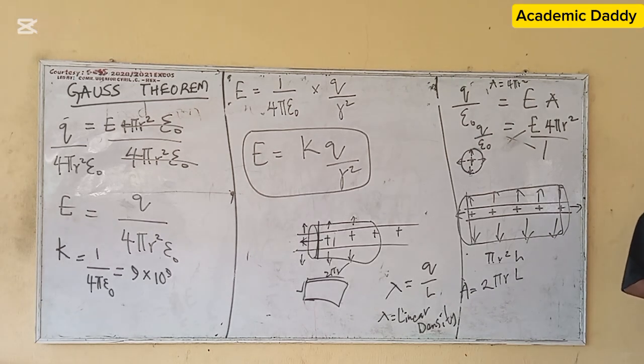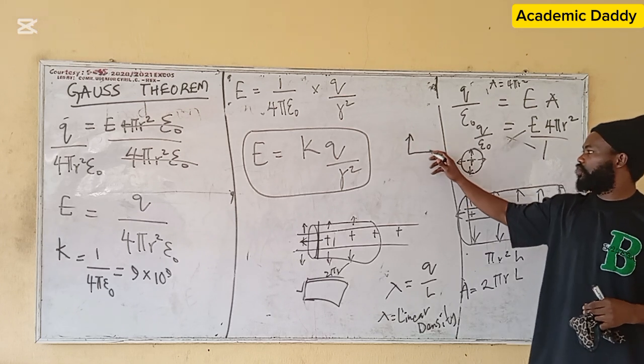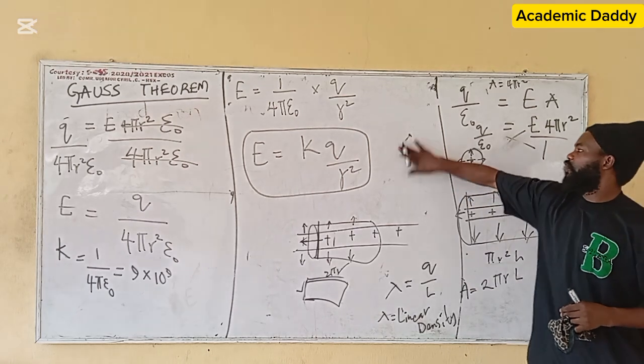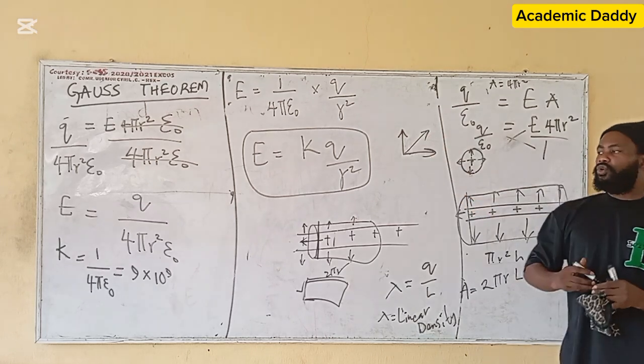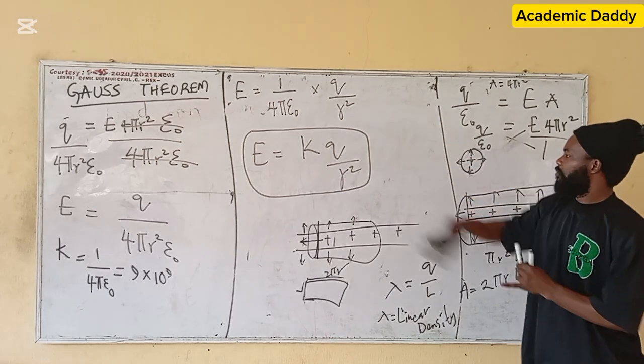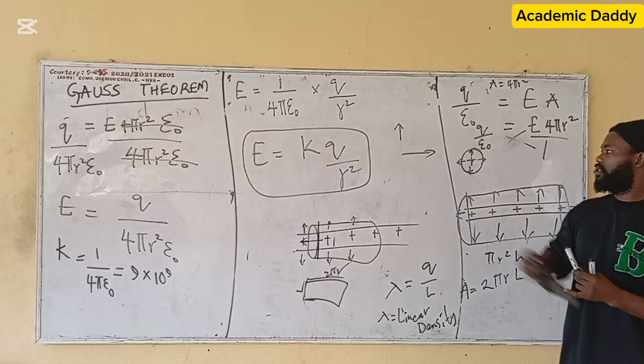Why am I using linear? When something is talking about linear or length, it's simply talking about one axis, either going this way, 90 degrees, or going this way. So I'm not using area. Area talks about the two directions at the same time, while volume talks about this and this. So for length, I'm considering just this or just this. That's what I'm looking at.